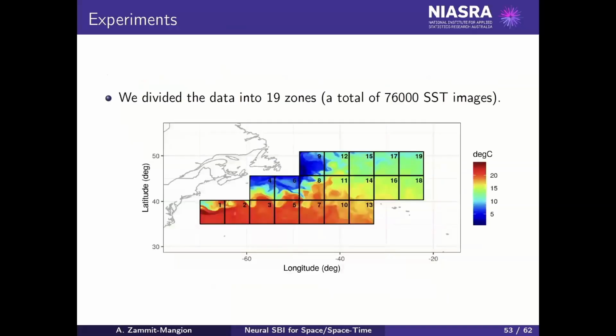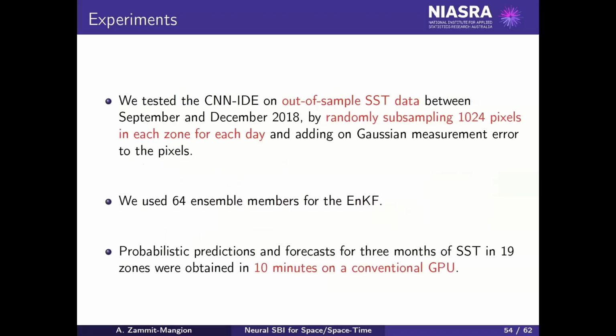So for this example, what we did is North Atlantic. We divided it into 19 boxes and extracted lots of mini images. This is reanalysis data. We could use these data to train the neural network so that from the progression, it learns what the diffusion and advection parameters are. Okay, so we did all the training, and then we did an out-of-sample test by looking at what happens in the following year. We used 64 ensemble members for the NKF, and this is the thing.